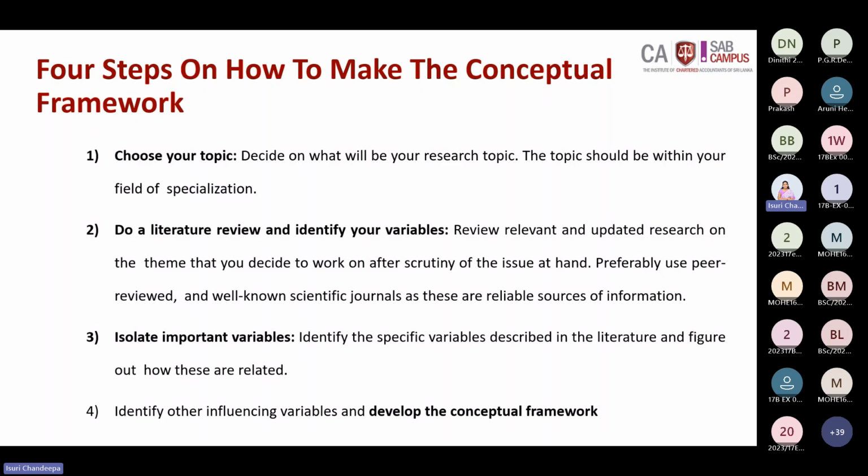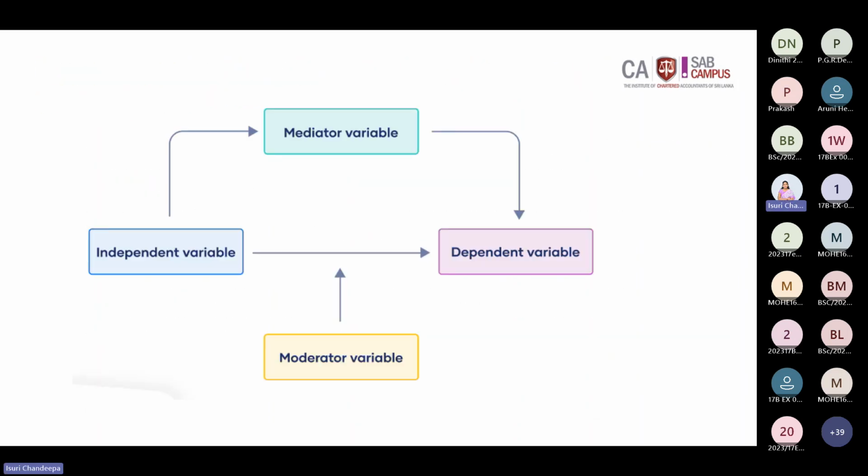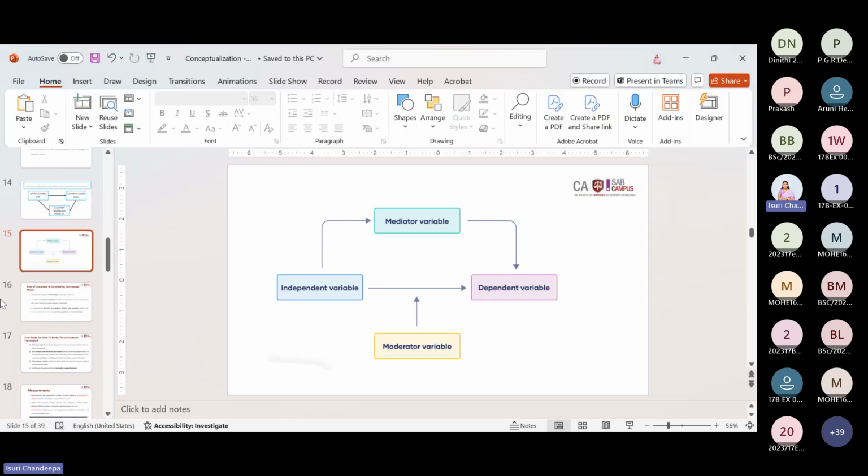There are 4 steps. You need to identify your research topic first and do the literature review. That means read the similar findings and isolate the important variables to your study. Based on these important variables, you need to graphically show the relationship between each of the variables with the objectives, right? Okay, we'll come to drawing the conceptual framework.